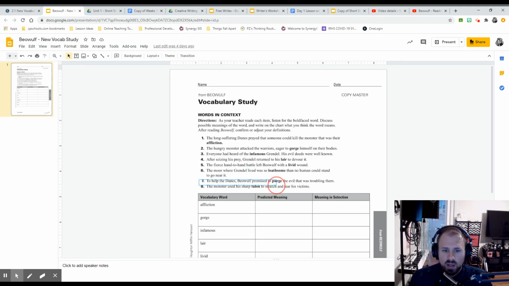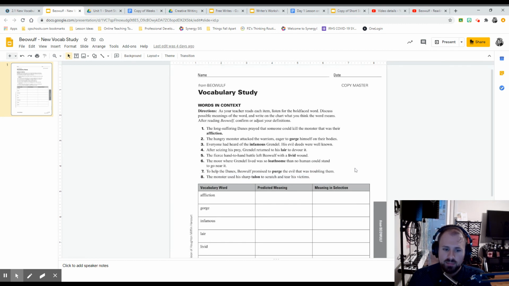Seven, to help the Danes, Beowulf promised to purge the evil that was troubling them. Your word here is purge. Sounds like a verb, something Beowulf promised to do. Purge. Eight, the monster used his sharp talon to scratch and tear his victims. The word there is talon. Sounds like a noun, something that was used by the monster, some sort of thing that the thing is using to do the thing.